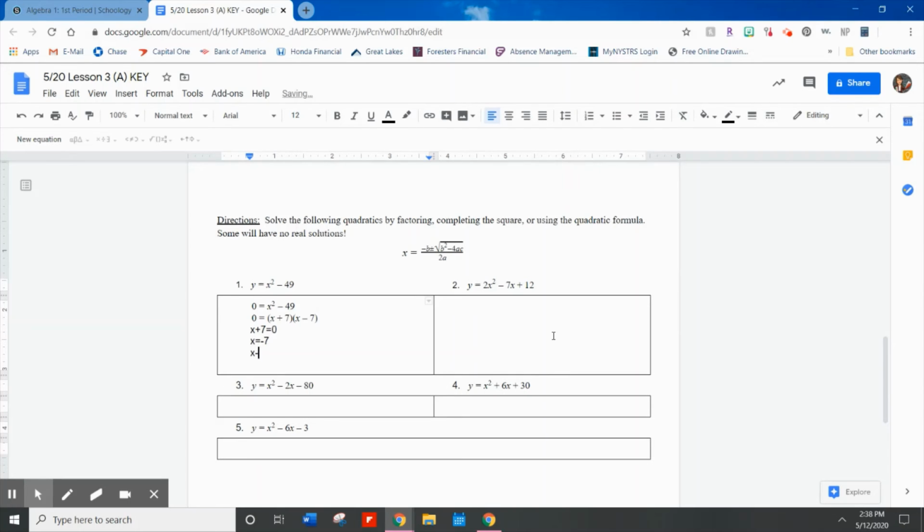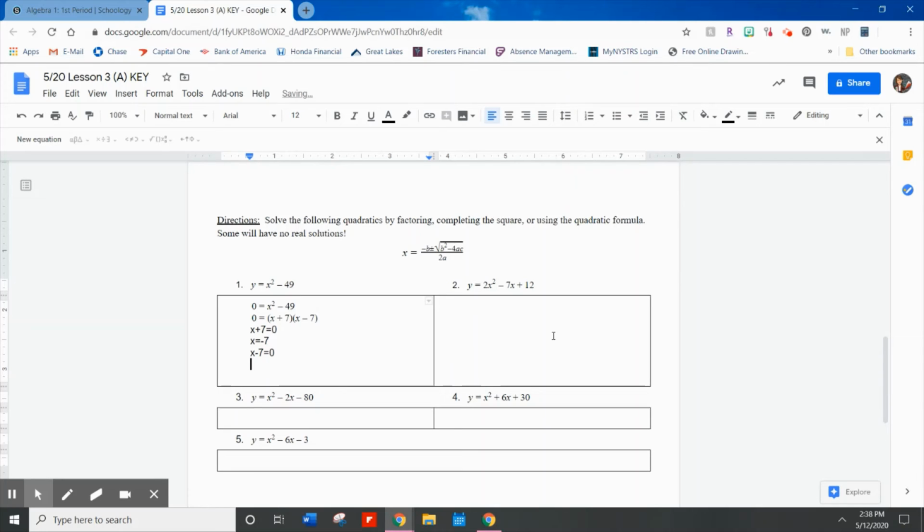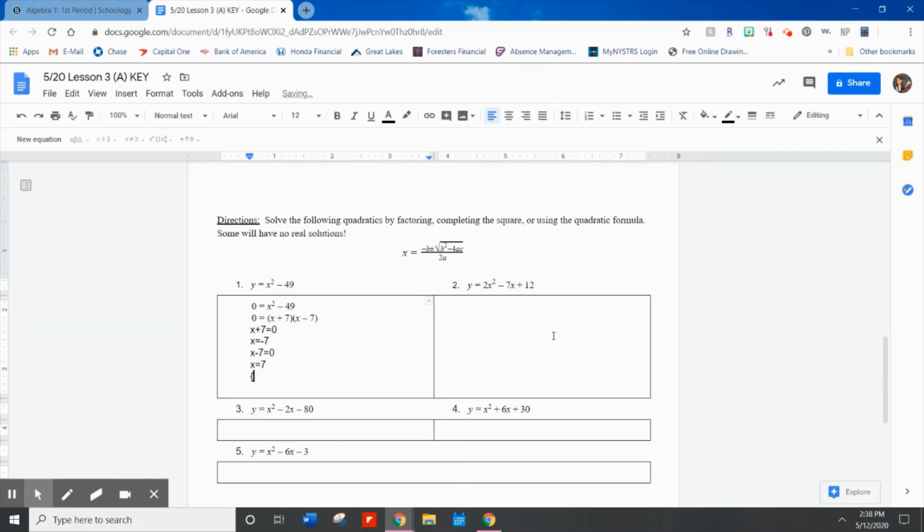Then we have x minus 7 equals 0. Add 7 to both sides, we get x equals positive 7. So my solution, negative 7 and 7. That means my parabola intersects the x-axis at negative 7 and 7. See, pretty fast when you can factor. All right, let's take a look at number 2.